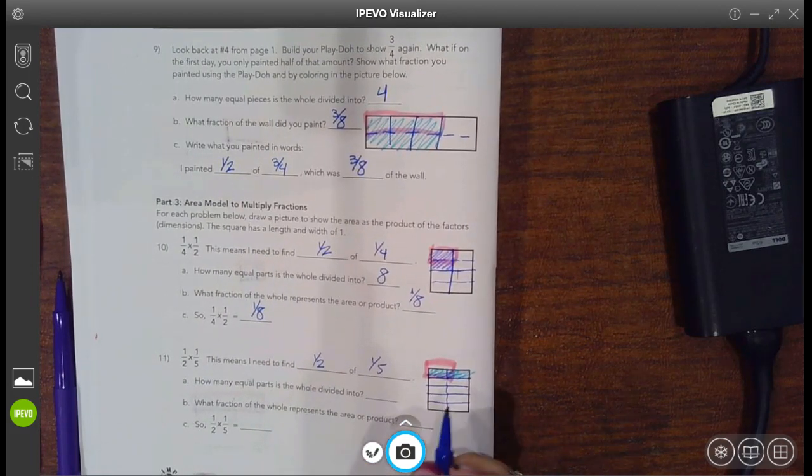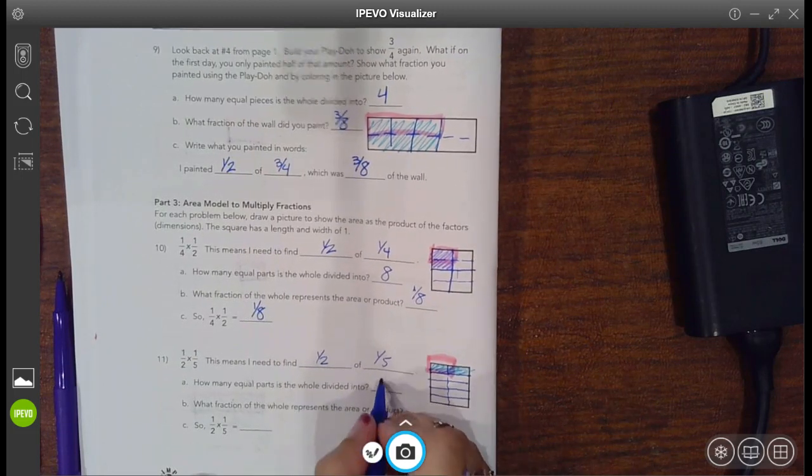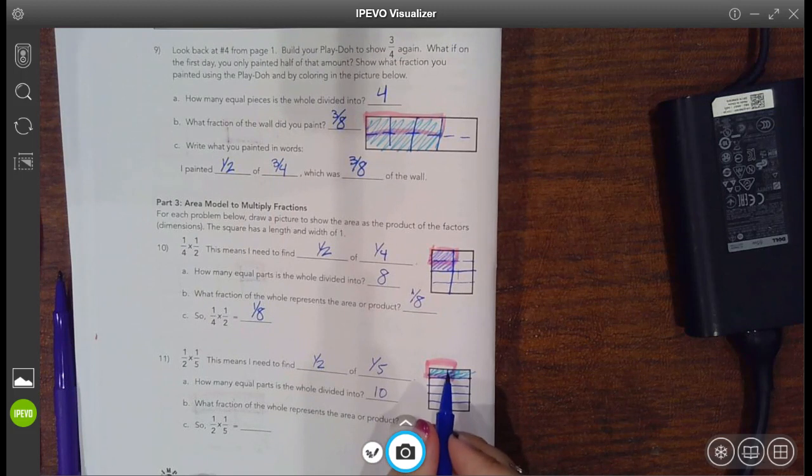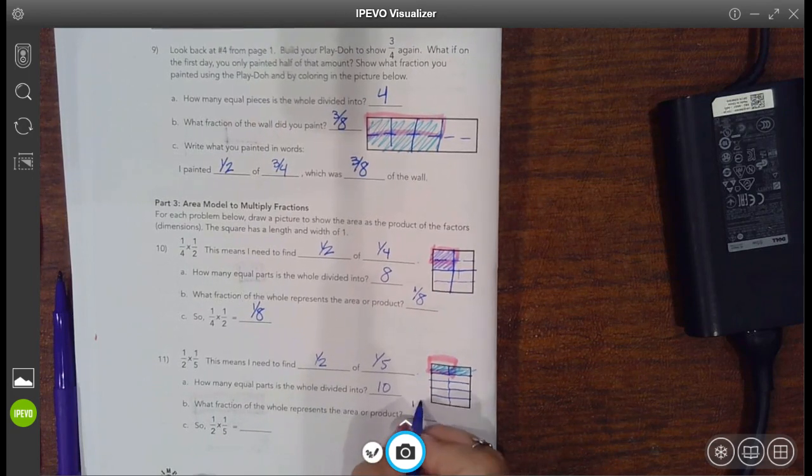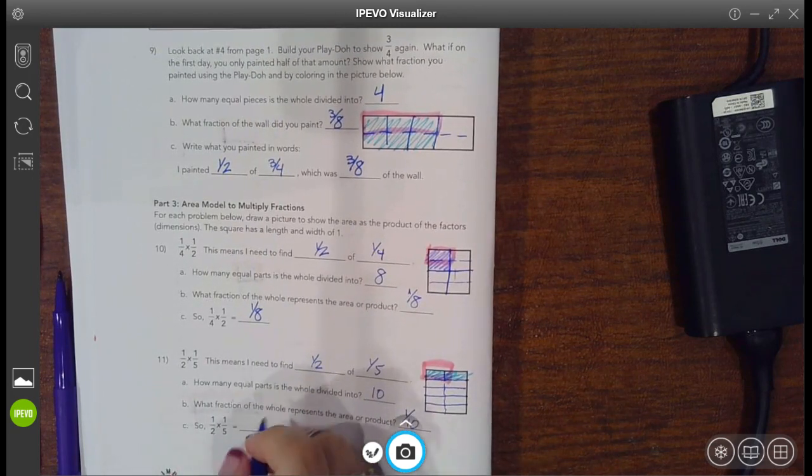So how many equal parts is the whole divided into? 1, 2, 3, 4, 5, 6, 7, 8, 9, 10. Or you cut it into 5s and you doubled the amount, so 10. Okay, what fraction of the whole represents the area or product? 1 out of 10 total pieces. So half times 1/5 is 1/10. Do you notice what's happening each time?